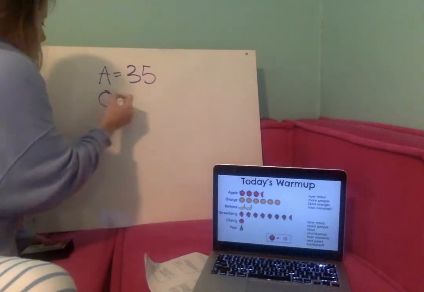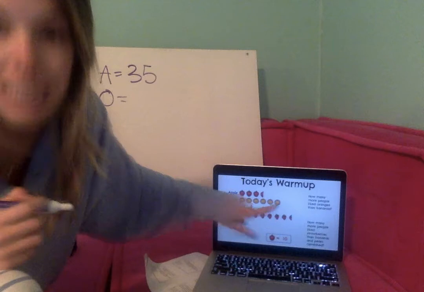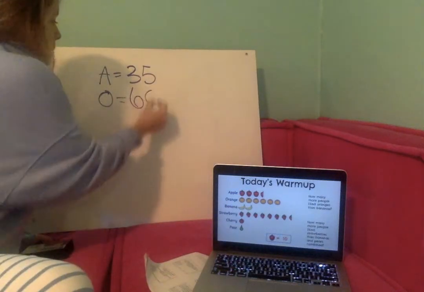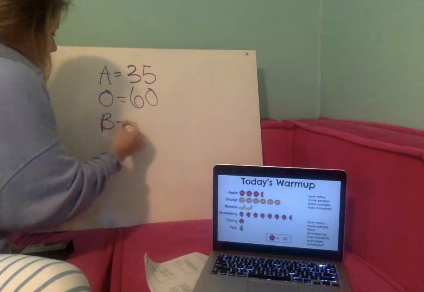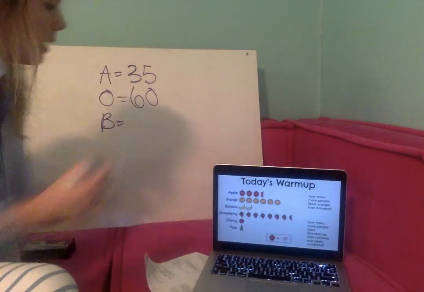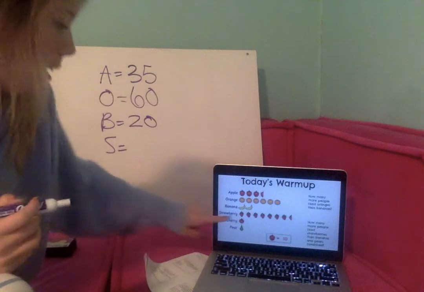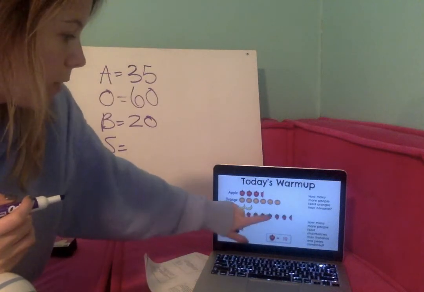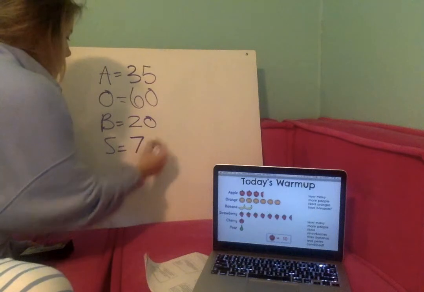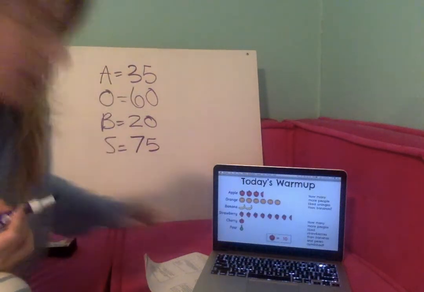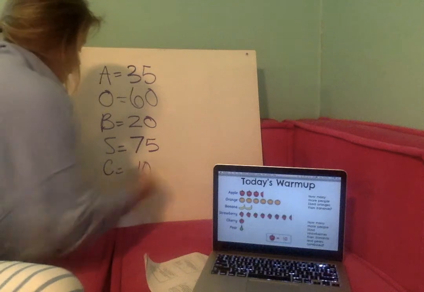Oranges, I'm going to put an O, equals 10, 20, 30, 40, 50, 60. So as I'm doing this, you can check over your work. Bananas. A B for bananas, there were 2, so 10, 20. An S for strawberries. 10, 20, 30, 40, 50, 60, 70, 5. Cherries, there was 1, so that's 10.